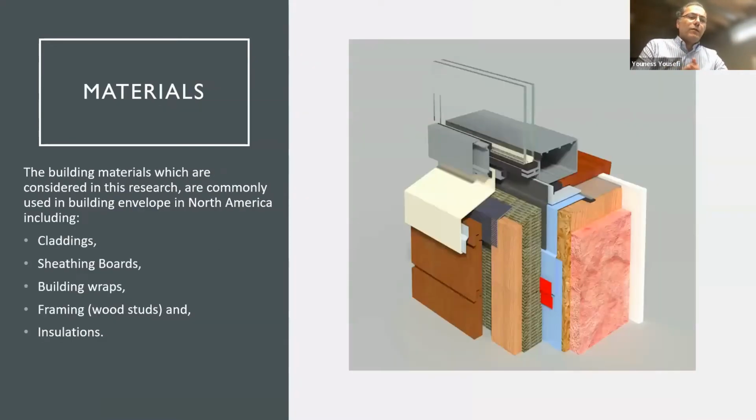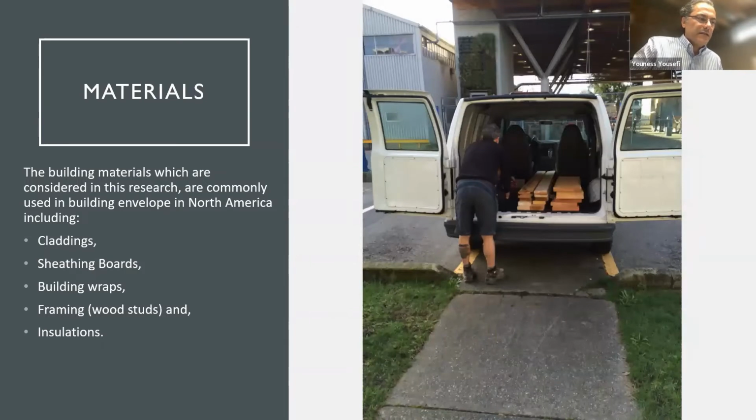So for the materials, we try to collect as many materials as possible along the envelope at different layers and different families of the materials. So we went through selecting a few materials in each category, like cladding, sheathing boards, building wraps, framing. Here it's wood stud, and different insulations. So in total, we selected 17 different materials.